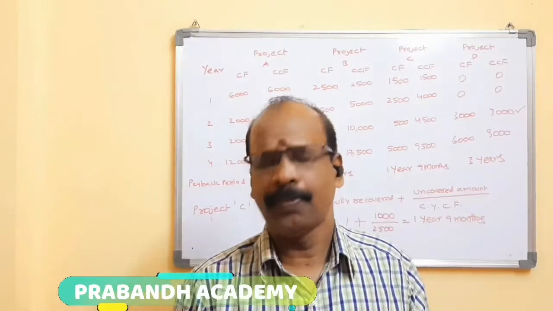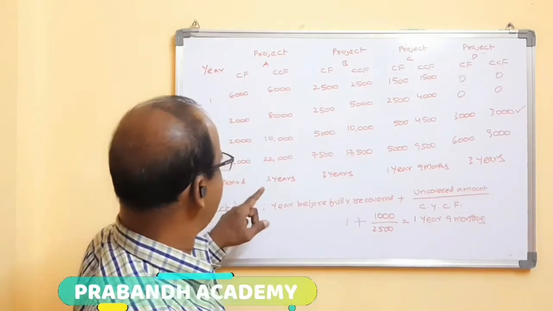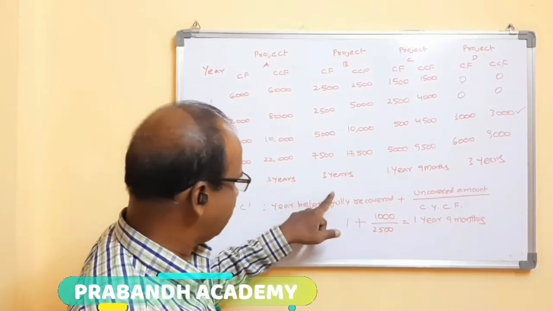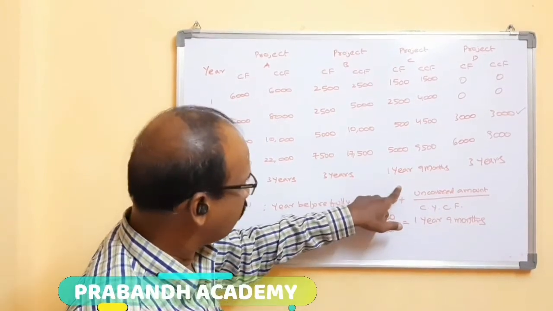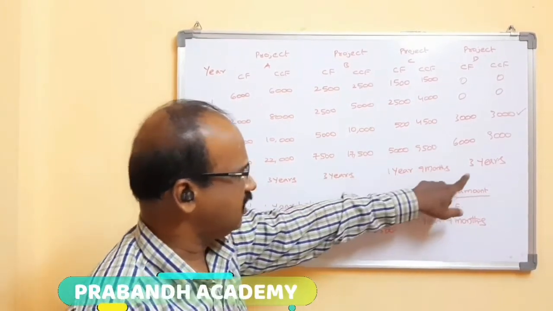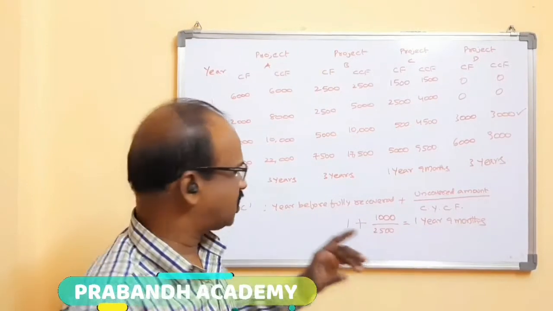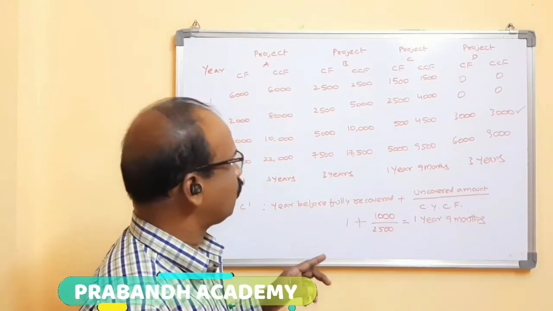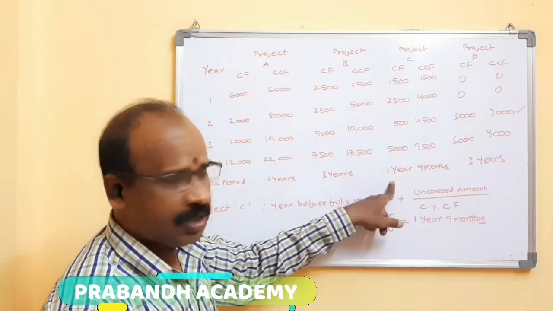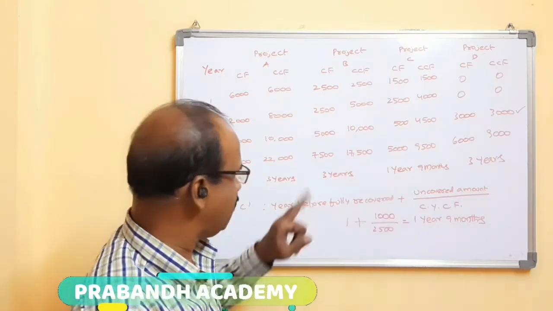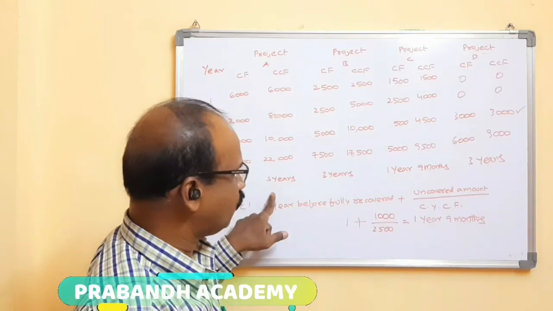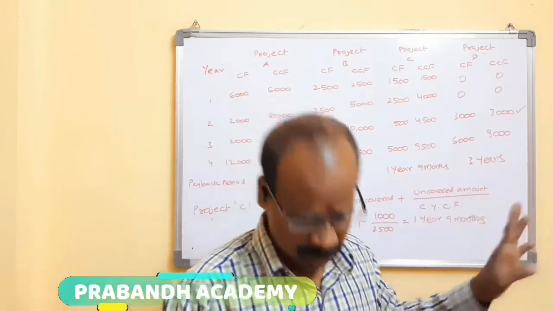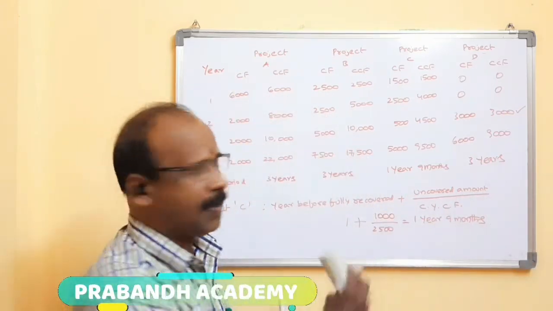Suppose standard payback period for project A 3 years, project B 3 years, project C 1 year 9 months, and project D 3 years. Suppose standard payback period maybe 2 years, we accept only project C. Suppose standard payback period maybe give 3 years. At that time, we accept all projects. So this is the standard payback period.